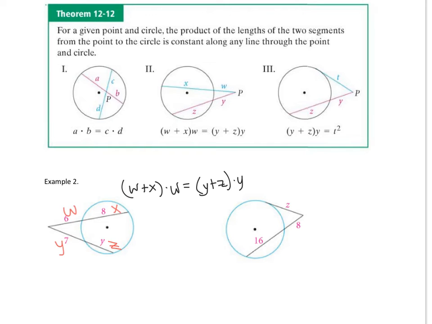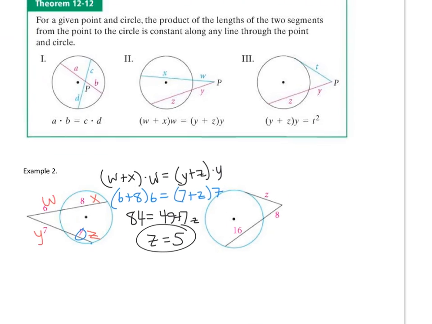And I substitute. I'm not going to substitute this y. This is actually z. So it's going to be 6 plus 8 times 6 equals 7 plus z times 7. And then it's just a matter of algebra to solve. So you get 84 equals 49 plus 7z, so then z equals 5.